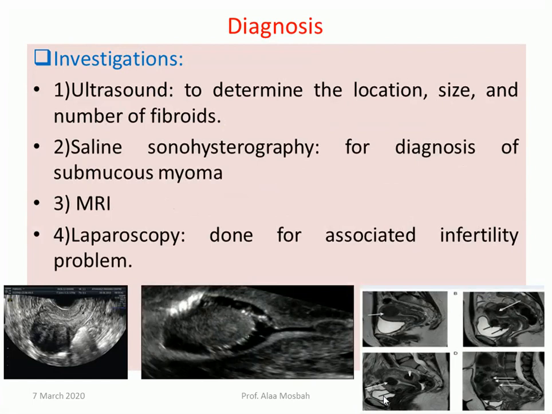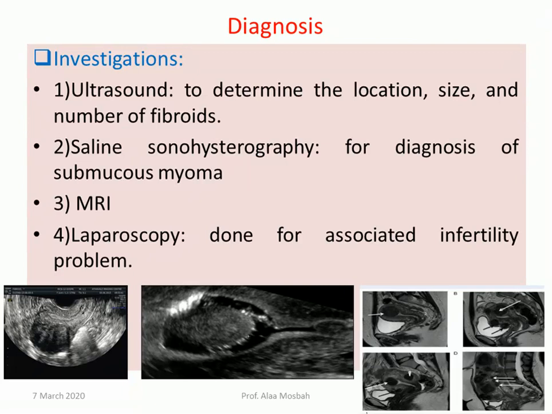Investigations include ultrasound, which is the most important one. It is widely available, can be used easily, is non-invasive, and can accurately diagnose leiomyoma and detect the location, the size, and the number of fibroids.